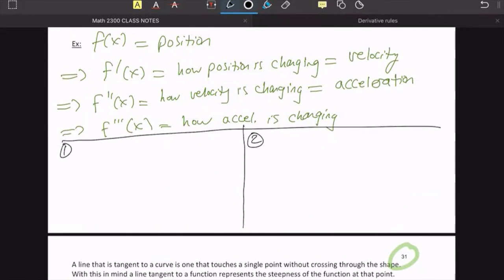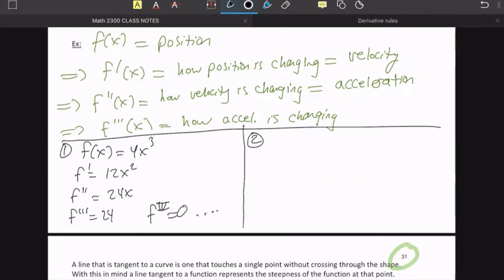The first thing I just want to point out is that if you have a polynomial, so let's say f is 4x cubed, you can keep taking derivatives, but eventually it'll be zero, right? Because the power rule is just going to eventually make the powers go down to zero. So let's do that real quick. The first derivative would be 12x squared. The power got lower. The second derivative, 24x. The power got lower. Third derivative would be 24. Now we just have a constant. And so then the fourth derivative is just zero.